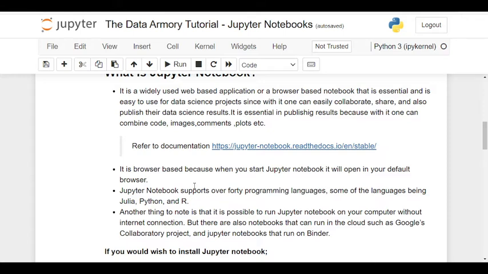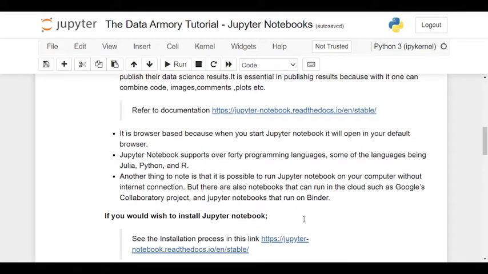But there are also notebooks that can run in the cloud, such as Google Collaboratory Project and Jupyter Notebooks that are run on Binder. So in various online platforms whereby they offer coding tutorials, you'll find some of them are running cloud-based Jupyter Notebooks, and you'll find them running them on Binder. Some of them are running them on Google Collaboratory Project.